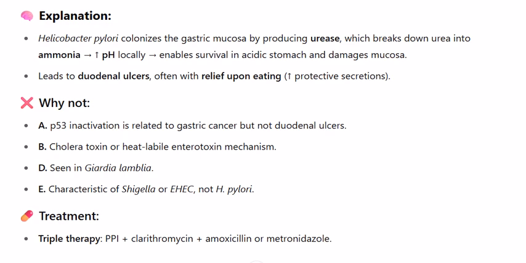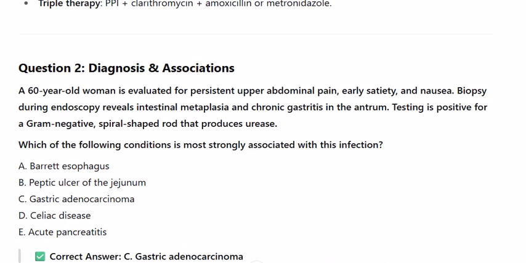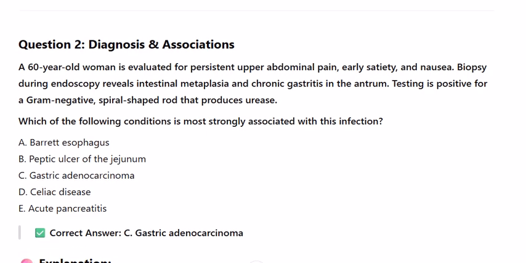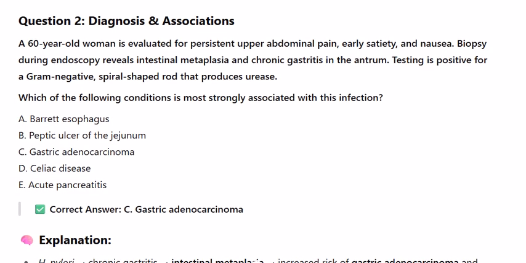Question 2, diagnosis and associations. A 60-year-old woman is evaluated for persistent upper abdominal pain, early satiety, and nausea. Biopsy during endoscopy reveals intestinal metaplasia and chronic gastritis in the antrum. Testing is positive for a gram-negative, spiral-shaped rod that produces urease. Which of the following conditions is most strongly associated with this infection?